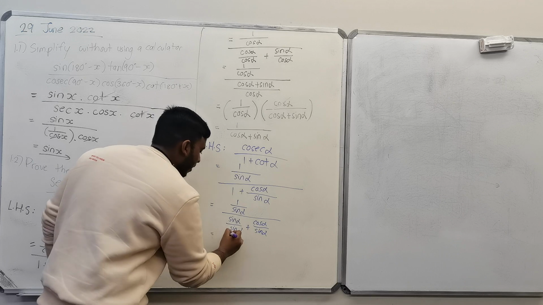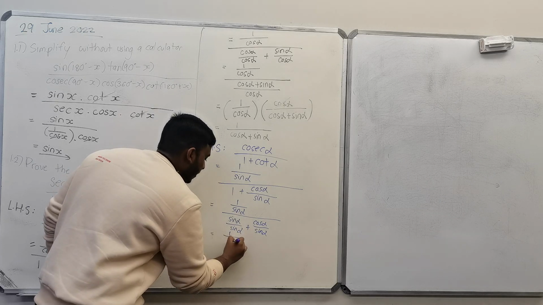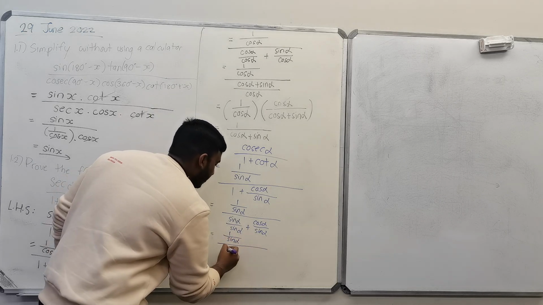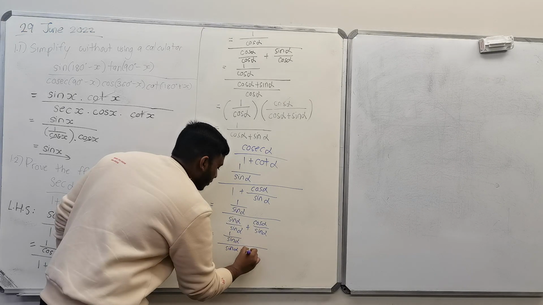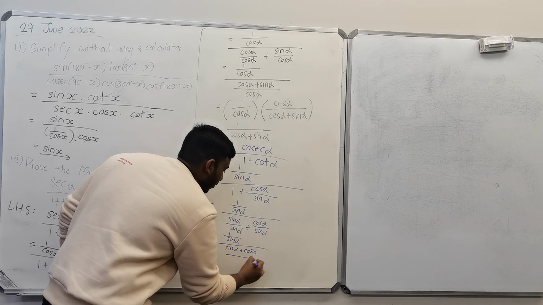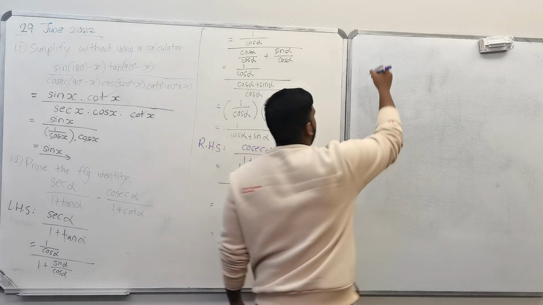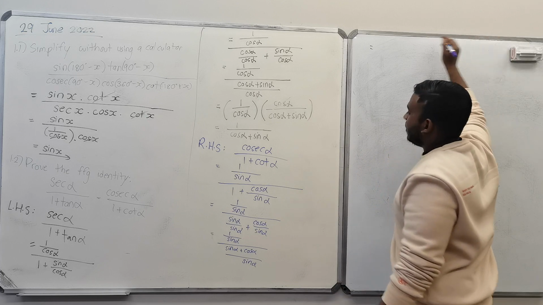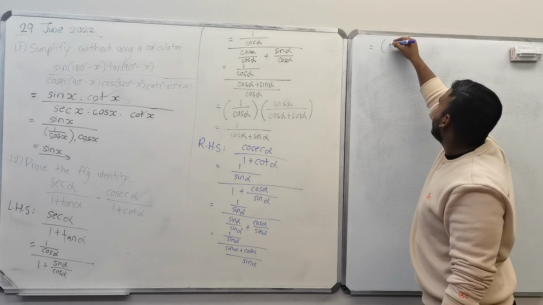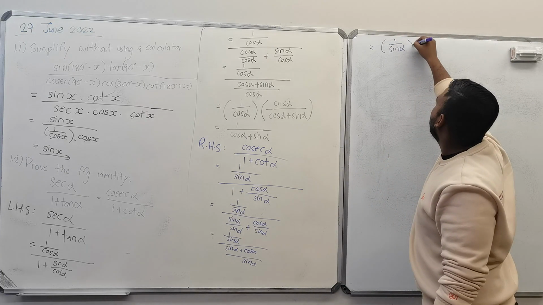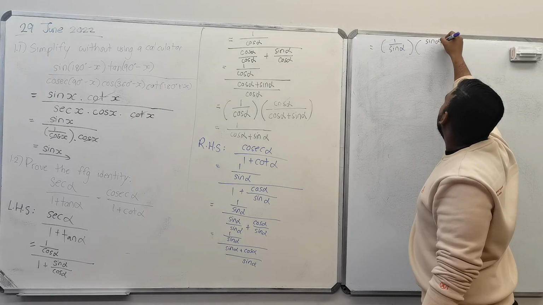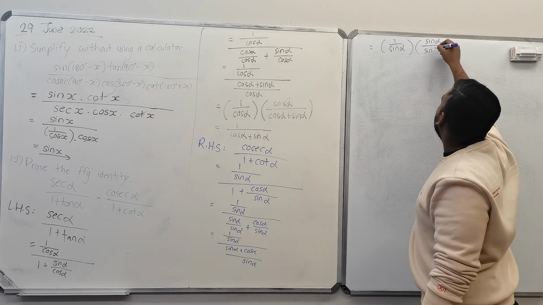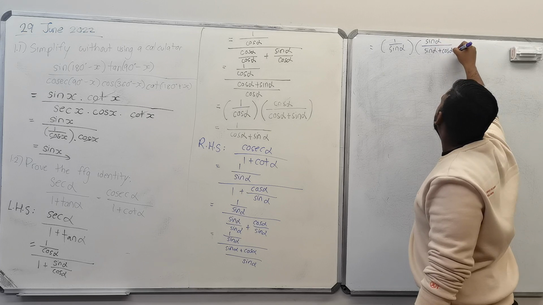This will become 1 over sine alpha all over sine alpha plus cos alpha all over sine alpha. Now you will invert it. So this will become 1 over sine alpha multiplied by sine alpha all over sine alpha plus cos alpha.